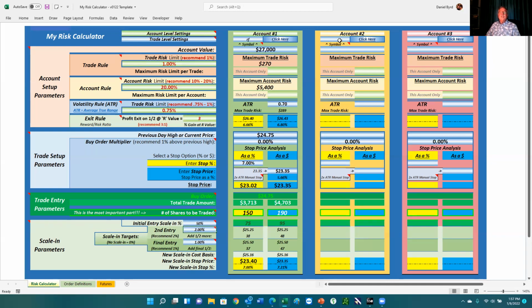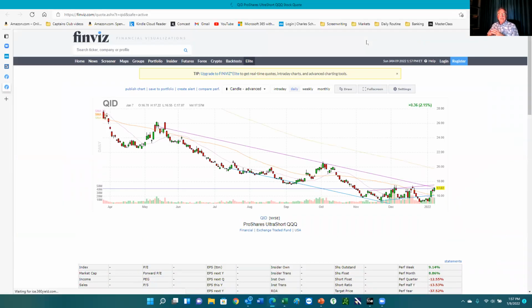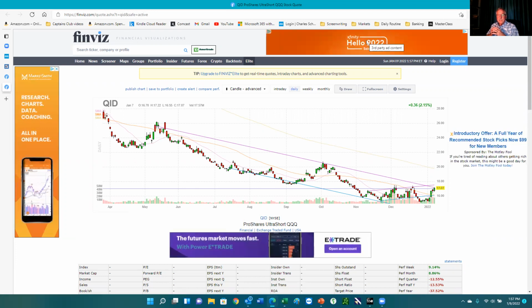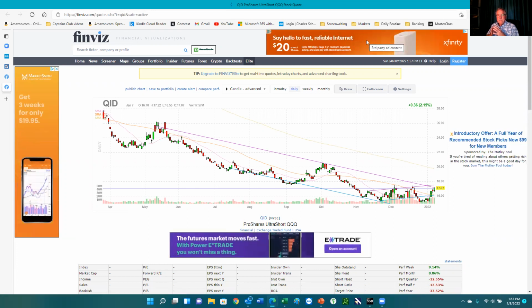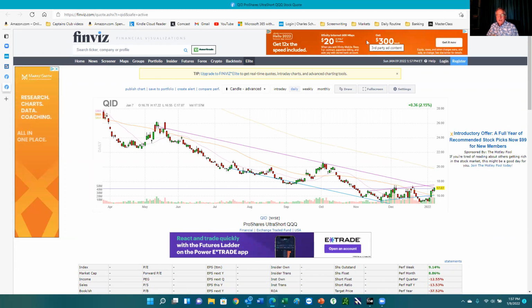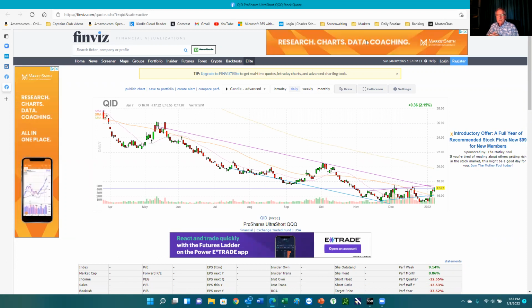So now let's go over here and do the other one, which is QID. QID is a 2X reverse ETF on the NASDAQ. Basically saying I'm thinking the NASDAQ has more pain to come. You think the NASDAQ's going down. Yes. And by the way, when rates go up, it's bad for growth stocks, especially stocks that don't make money.